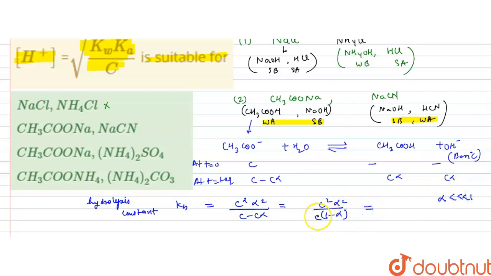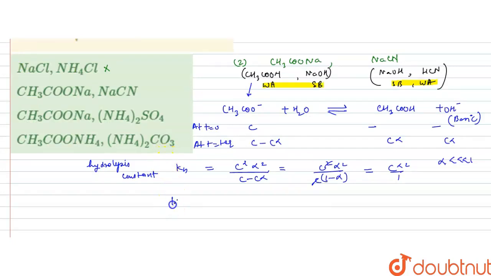So, this becomes C alpha square by 1, or we can say KH is equal to C alpha square. Now, alpha will be under root KH by C, where KH is the hydrolysis constant. Because this solution is basic, KH is equal to KB. We can write KH equals KB because the solution is basic due to formation of the hydroxide ions.